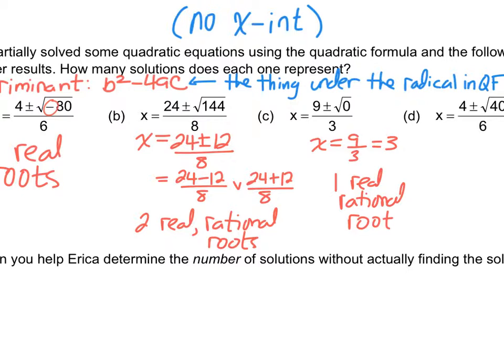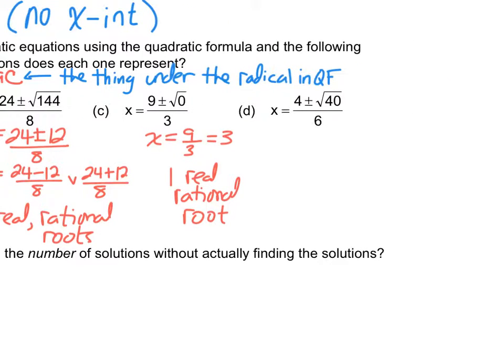All right? Part D, you could simplify that a little bit, but are you ever going to be able to simplify away the radical? No. All right? How do we know we're not going to be able to simplify the radical away? It's not a perfect square. So if it's not a perfect square, we're going to get a radical in our final answer. What kind of numbers have radicals in their final answer? Irrational. All right? So we're going to have 2 real irrational roots.